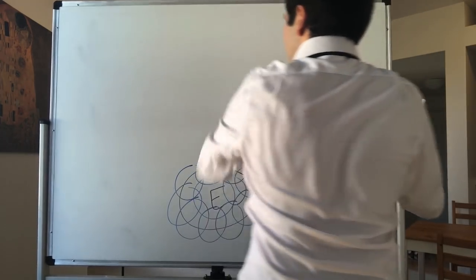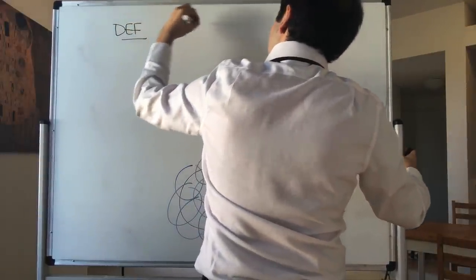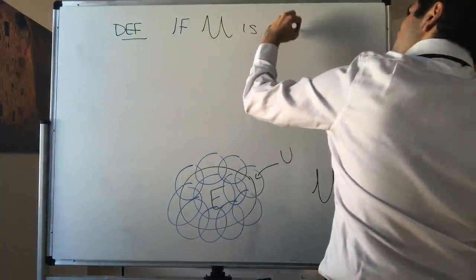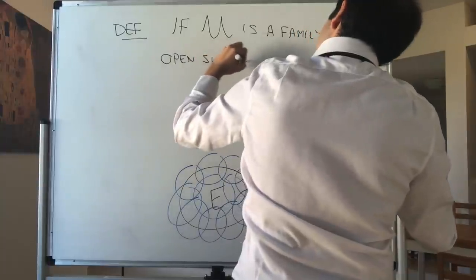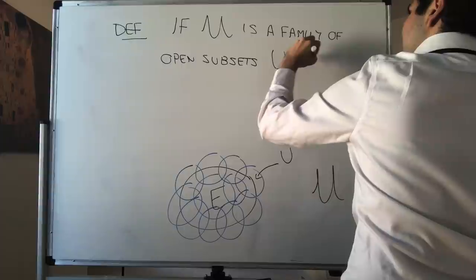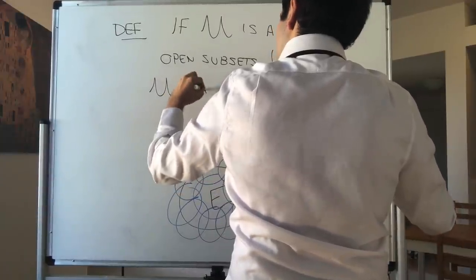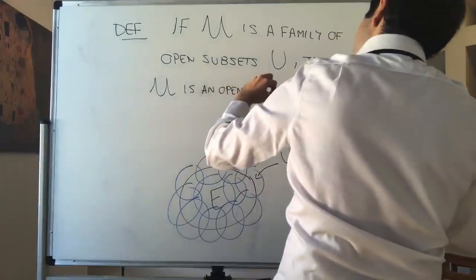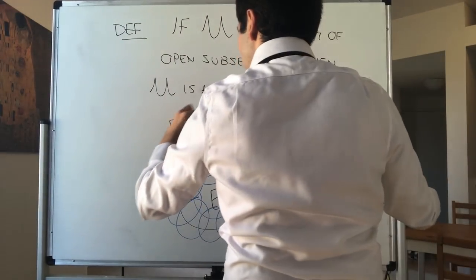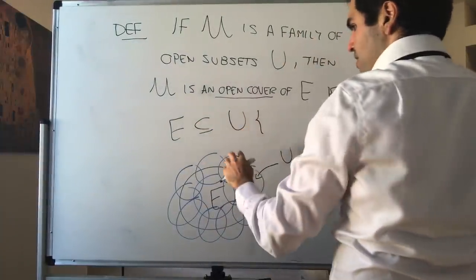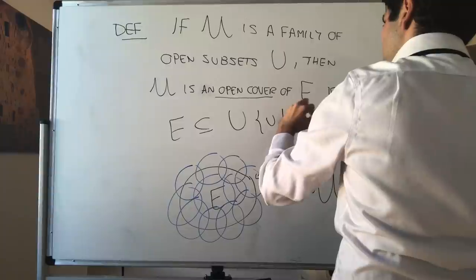And again, what does an open cover mean? So definition. If script U is a family of open subsets U, then script U is an open cover of E, if, again, E is included in the union of all those patches. So it's included in the union of U, where U is in script U.